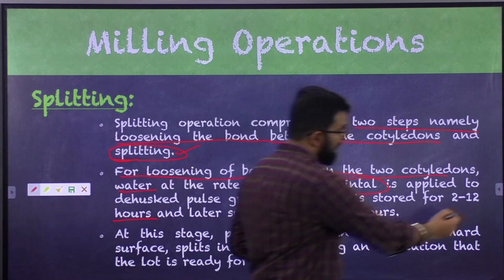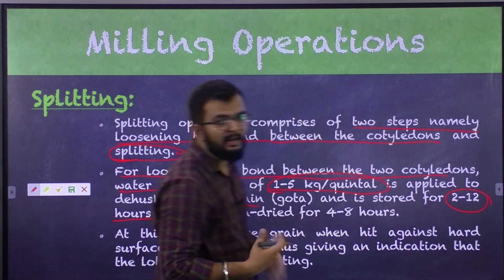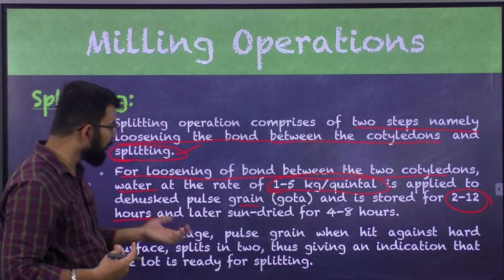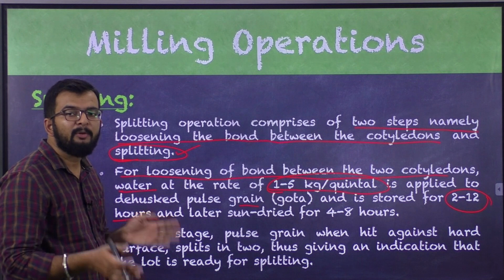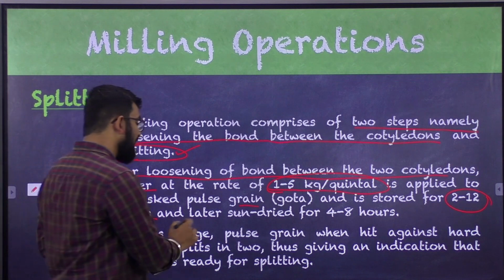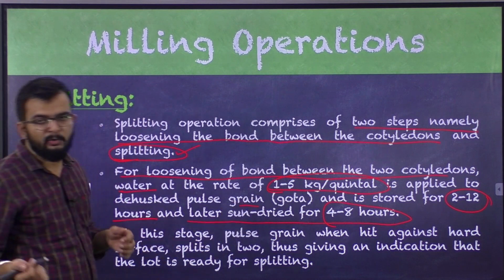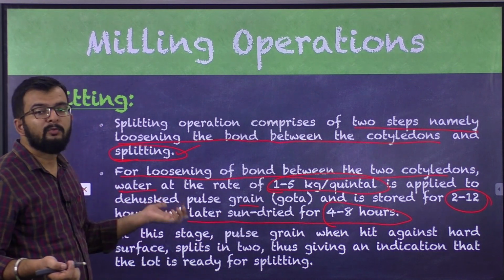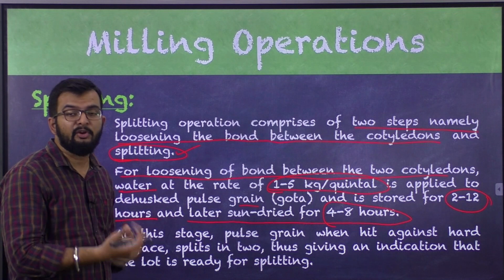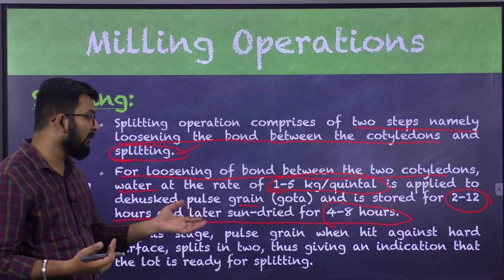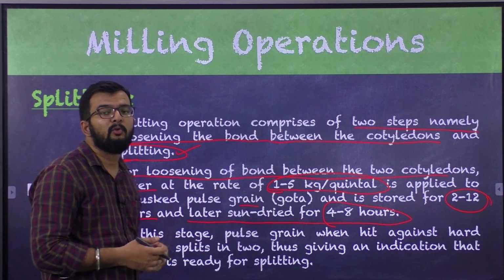Okay, so after application of water, or after putting in water, it is stored for 2 to 12 hours, which will loosen the bond between the 2 cotyledons, and then it is sun dried for 4 to 8 hours, either sun drying or through dryers. The drying time can vary depending on the intensity of drying. In case of sun drying, it is dried for 4 to 8 hours.